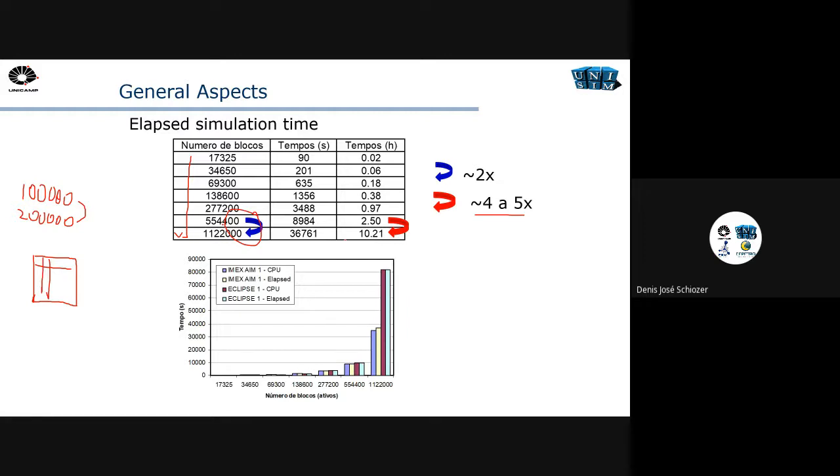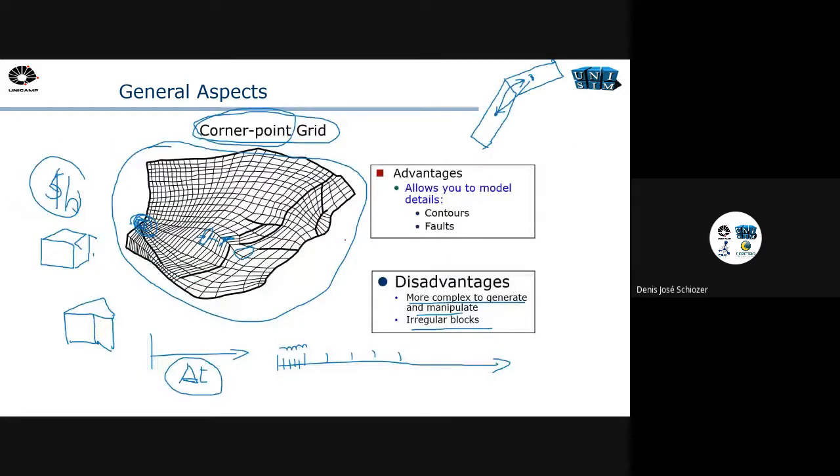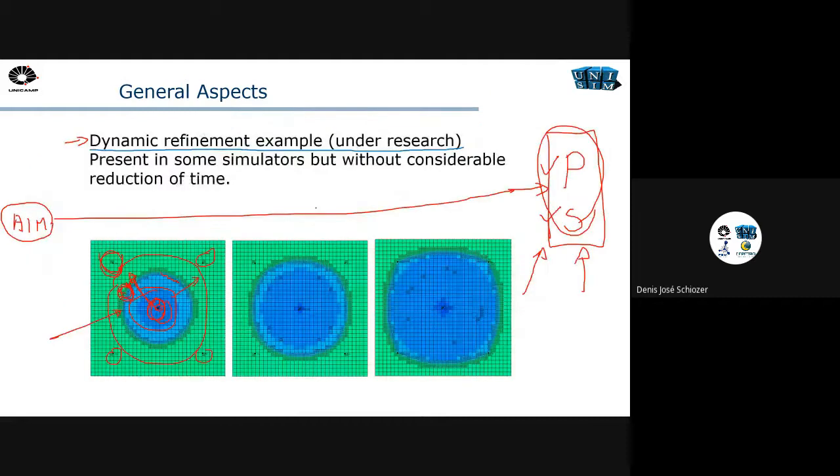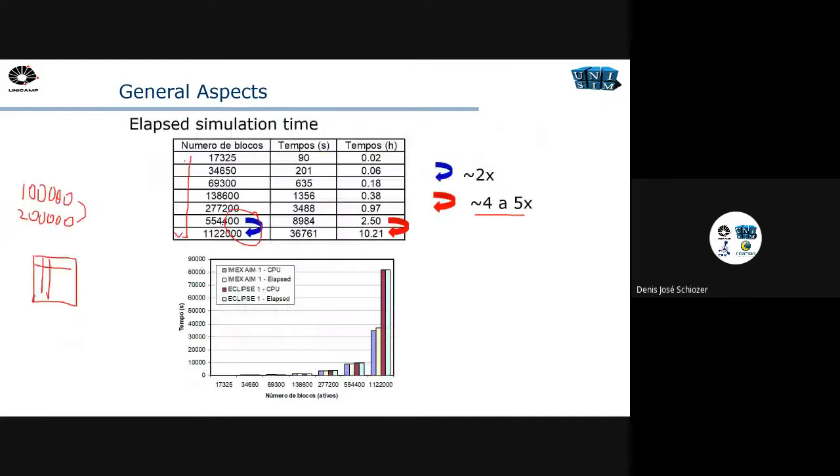Okay, so this is a very important aspect for you to consider: when we keep making the grid more irregular like this, with smaller blocks present in the reservoir, and we increase the number of blocks, the simulation time goes up exponentially, right? It's not a regular increase, it's much higher, as you can see here. In the figure, we are seeing the relationship between the number of blocks, sorry, it's in Portuguese, and the simulation time. And as you can see, it is an exponential increase.